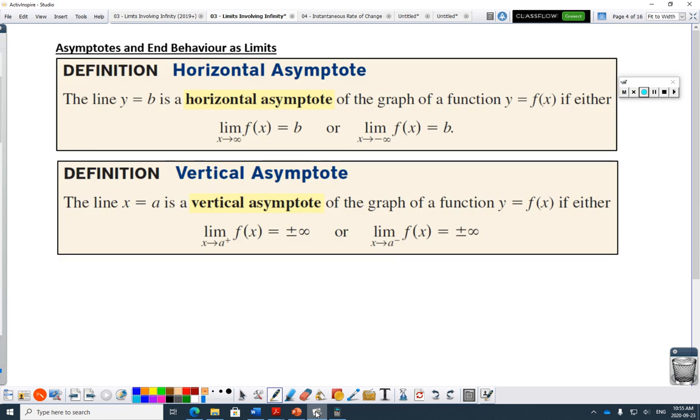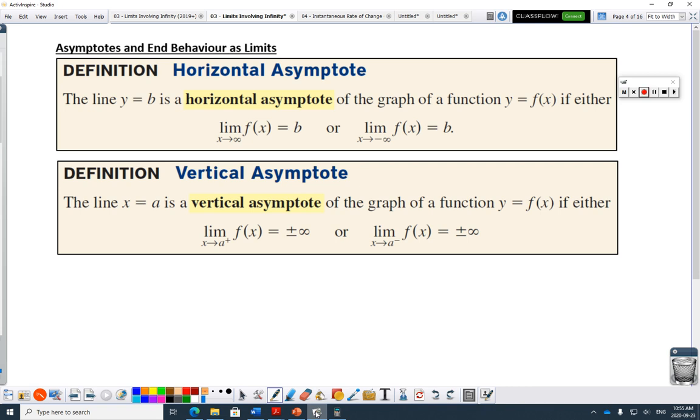So here's some definitions from advanced functions, but now using the limit notation instead. We have a more powerful notation available to us. The line y equals b is a horizontal asymptote of the graph if the limit as x goes to infinity of f of x gives you that number, 3, which was what we were just doing up there. Or if it does it on the negative side.